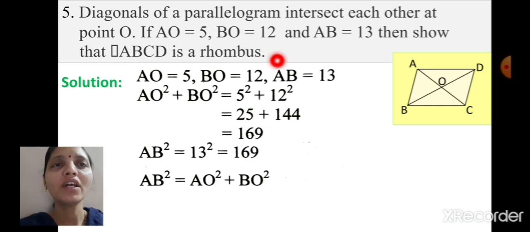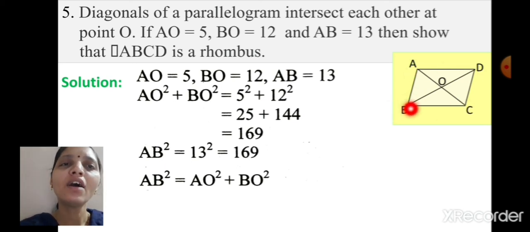Now what is given here? Diagonals of a parallelogram intersect each other at point O. AO is given to you, BO is given to you, AB is also given to you, and you have to show that this quadrilateral is a rhombus. So what you will do? AO is equal to 5, BO is equal to 12, AB is equal to 13.